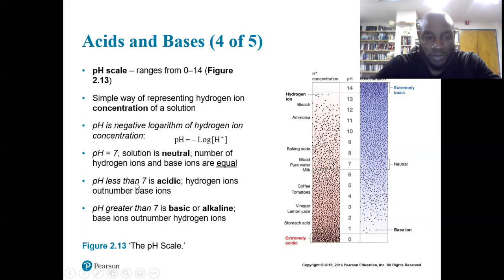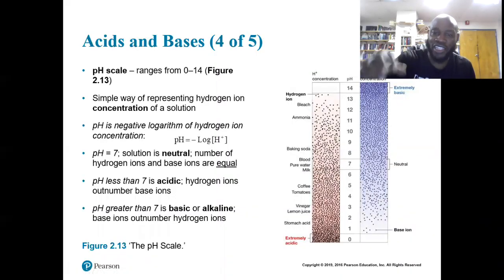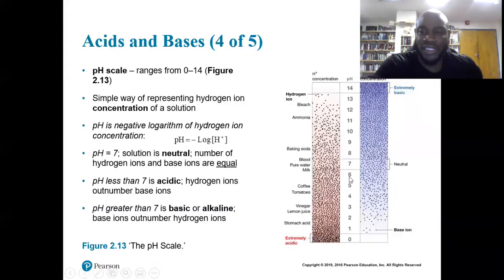If I add in an acid, then I have more H plus concentration, and so then my pH gets lower. If I add in a base, then I have less H plus concentration, so then my pH gets higher, right? Because it's the negative log of the concentration of the hydrogen ion. So the more hydrogen ion I have, because it's the negative log of that, the more acidic I get. But the less hydrogen ion that I have, the more basic it gets. So hopefully that makes sense.